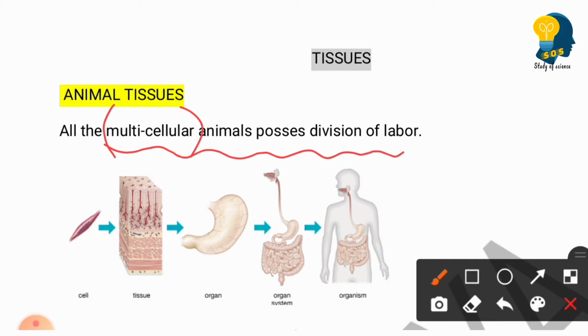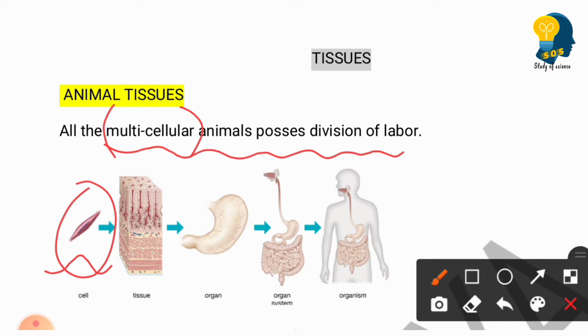Clear? So now the question is, how do the many cells present in the body of a living organism perform their function? Let us understand that. You all know that the cell is the basic structural and functional unit of all living organisms. It is the basic structural and functional unit of all the living organisms.